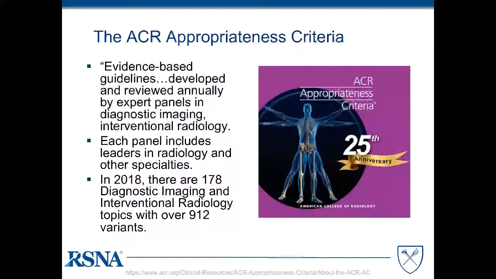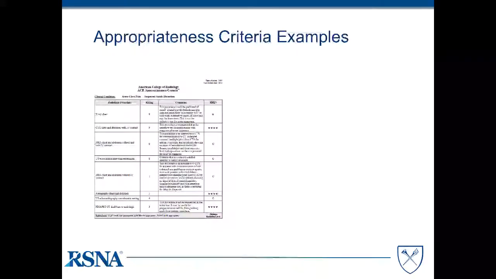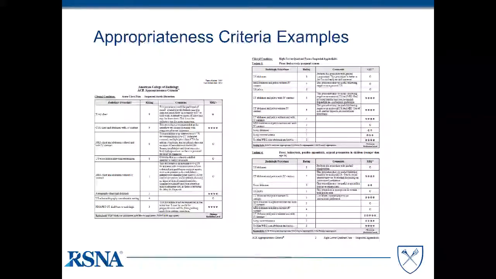Now, as this is being recorded in 2018, there are 178 diagnostic imaging and interventional radiology topics in the appropriateness criteria, covering over 912 clinical variants. Like the one on the left, which scores the appropriateness of various imaging examinations in the setting of acute chest pain when aortic dissection is suspected. Or this, on the right, which does the same in a variety of scenarios when appendicitis is suspected. The variants here are for a pregnant woman and for a child, which represent just two of the several variants where one modality may be preferable to another depending upon an individual patient's unique clinical presentation.